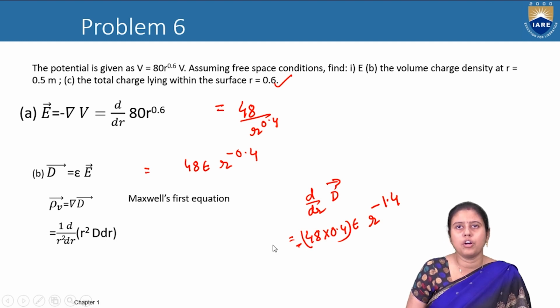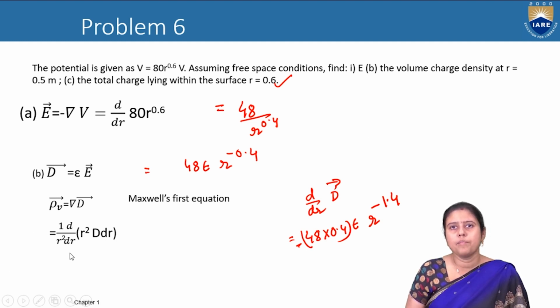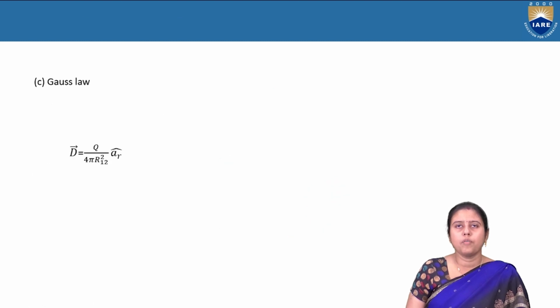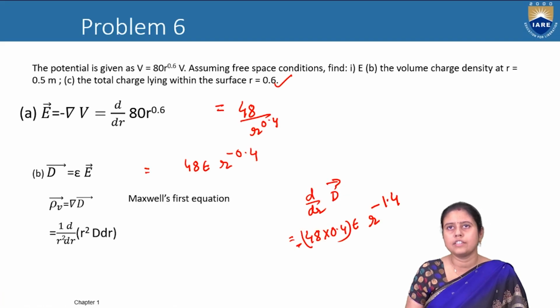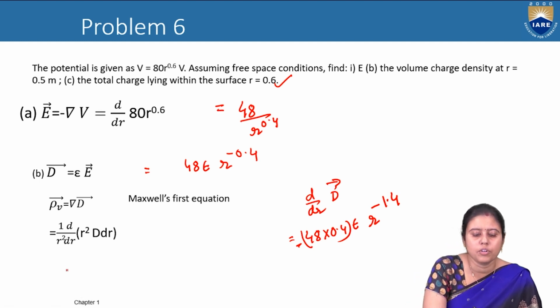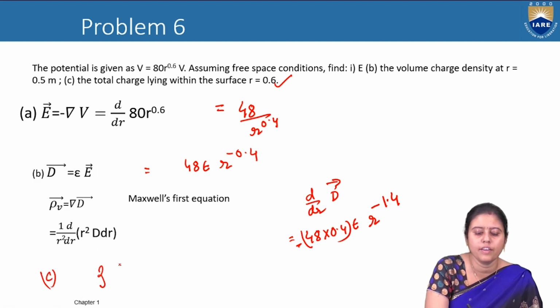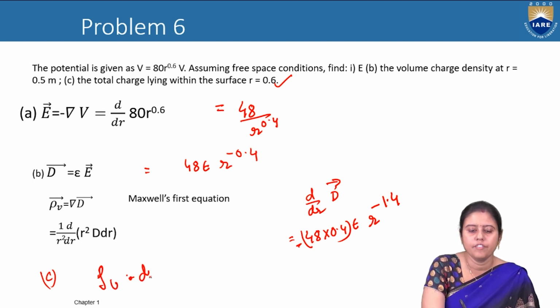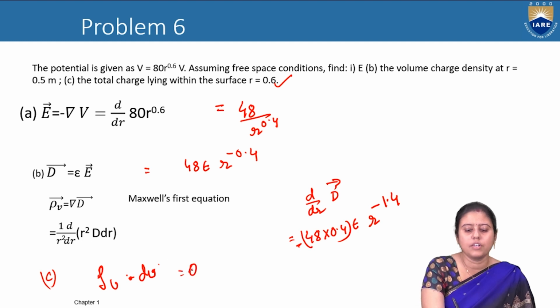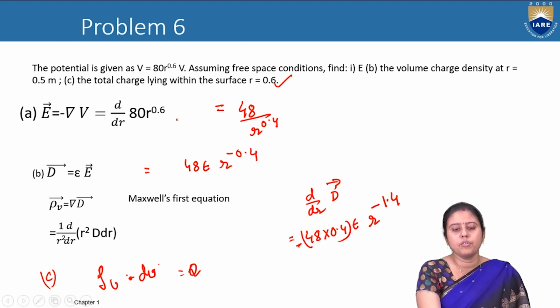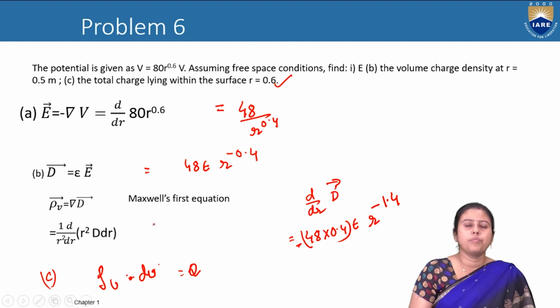Or we can calculate like this: 1 by R square d by dr of R square D. We can use any of the formulas, no problem. So what is the value of the last part? What is the total charge? Total charge Q is equal to the integral of rho V into dV. What is dV? We know 4 by 3 pi r cube. If we put the value, we can get the total charge.